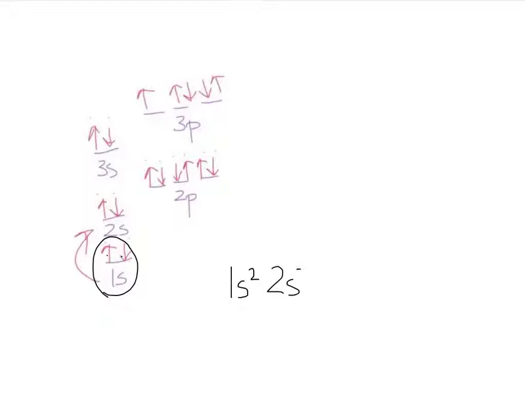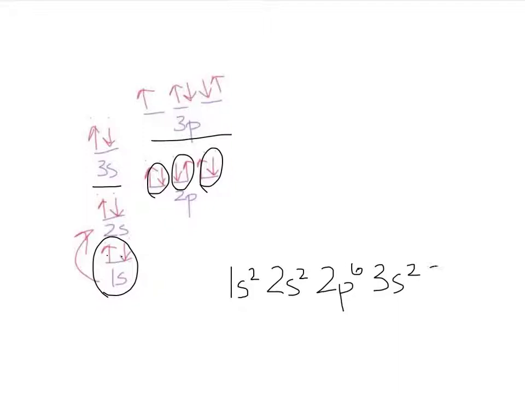2s has 2 electrons, 2p. Now 2p, there are 3 suborbitals, but we only worry about p as the overall orbital. So we've got 2, 4, 6 electrons in total. And then 3s, we've got 2, and then in 3p, we have 5. So there is the electron configuration for chlorine.